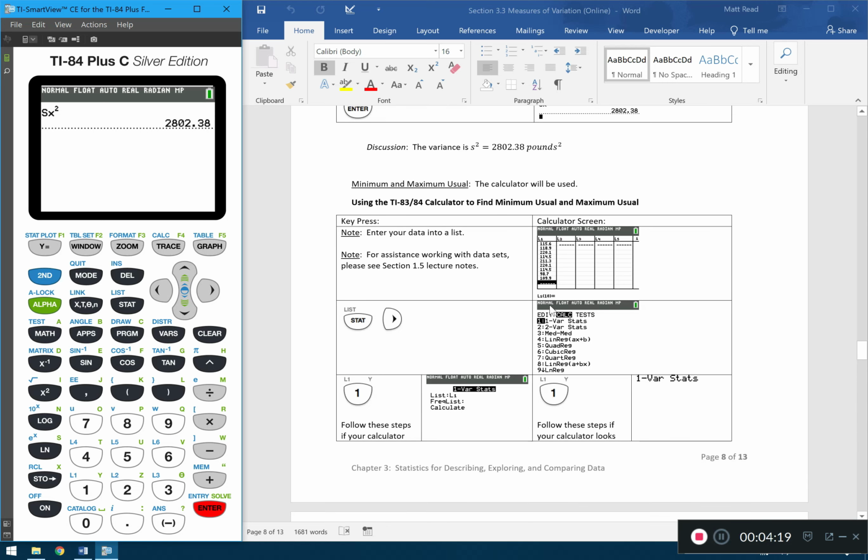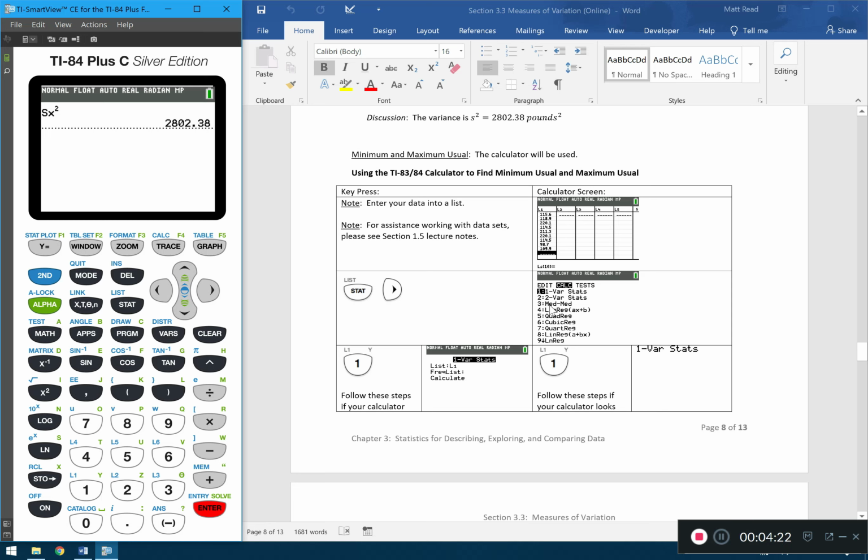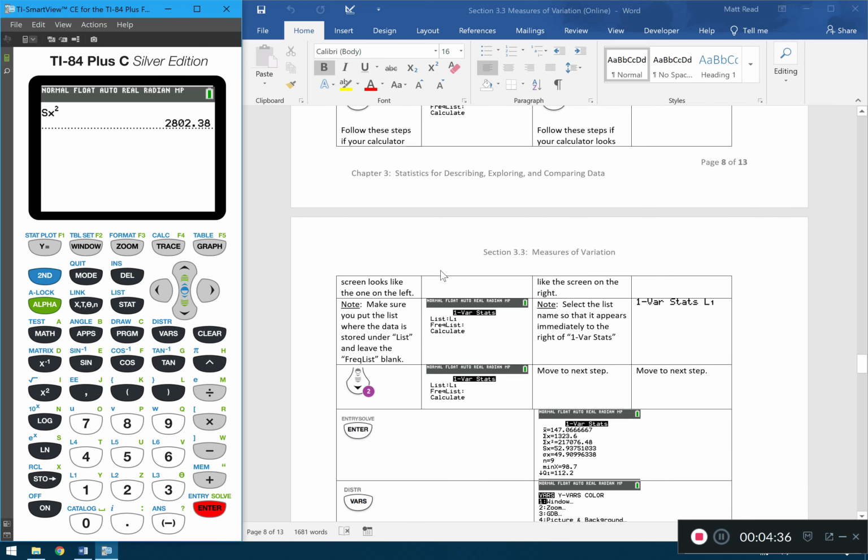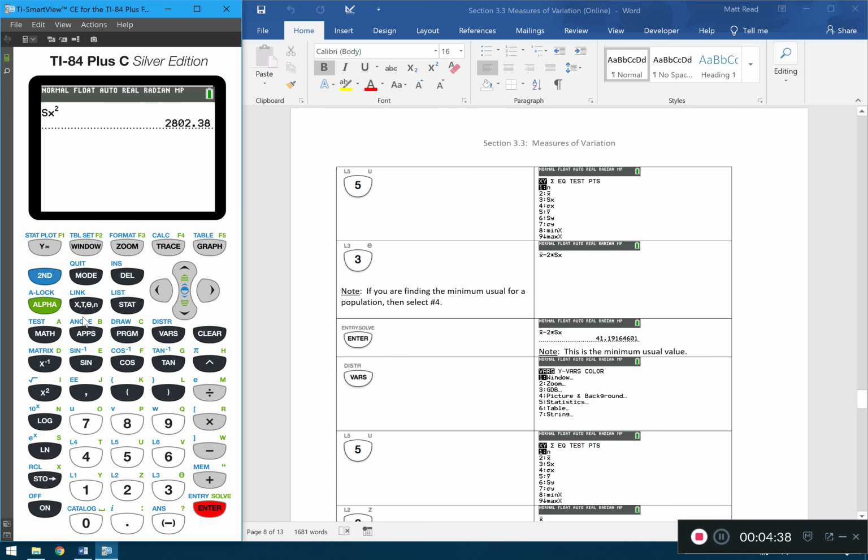Last but not least, let's walk through the minimum and maximum usual category. Now we will need to memorize those formulas, which is the mean minus 2 standard deviations for the min usual, and the mean plus 2 standard deviations for the max usual. Again, the steps here are printed for you in advance, and I'm going to walk you through those right now. So we're going to go back into our variables feature. We're going to go to statistics, and then we need to find our mean, which is right here, option number 2, the mean, and then we're going to type in minus 2, and then our multiplication symbol.